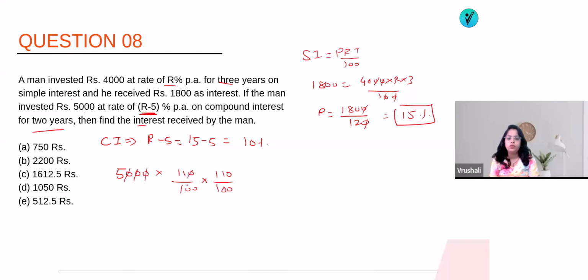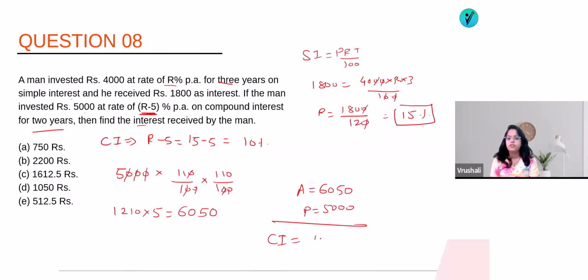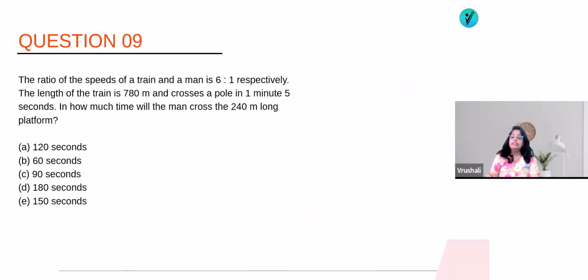1, 2, 3, 4, zeros will get cancelled. 11, 11, 120, 0 into 5, which will be 0 as it is. 5 ones are 5, 5 twos are 10, 5, 6, 0, 5, 0. So this is your amount. Amount is equal to 6050. P is equal to 5,000. So your CI will be the difference of this, that means 1050. So your answer is option number. That's okay. I hope you are getting this. Now let's solve the next question.